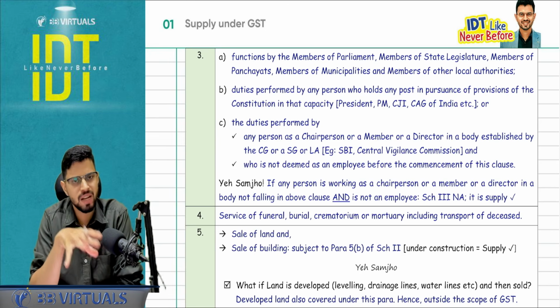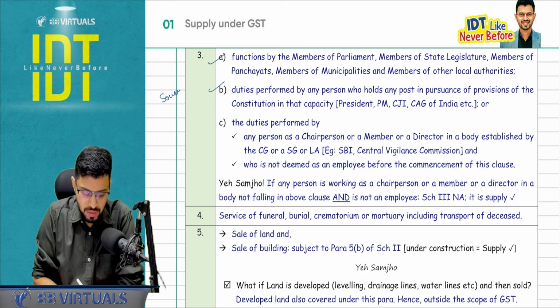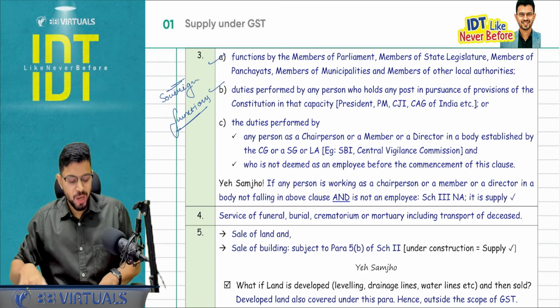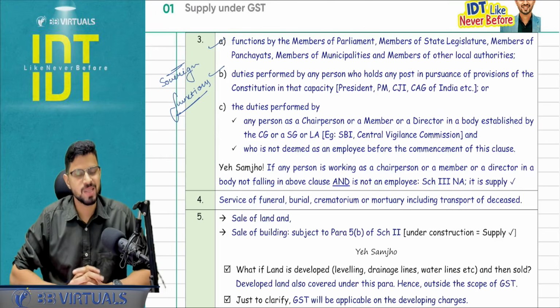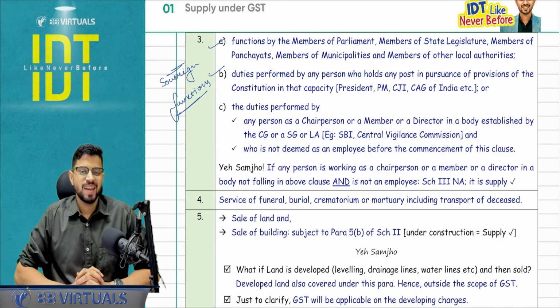Very logical. These are working for our country. They are performing sovereign functions, not commercial functions. Although we also know what kind of functions are performed by most of the people in these kind of situations. But yeah, no GST for them. Okay.